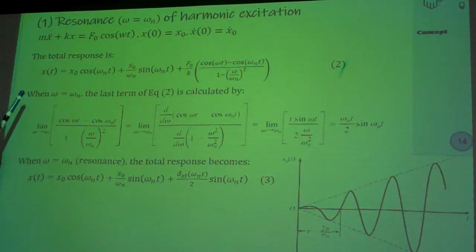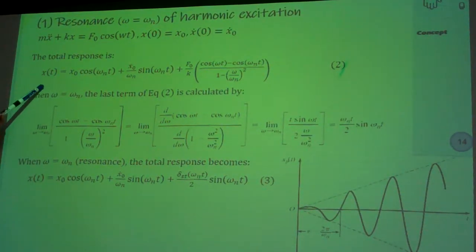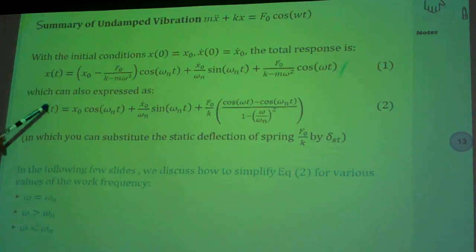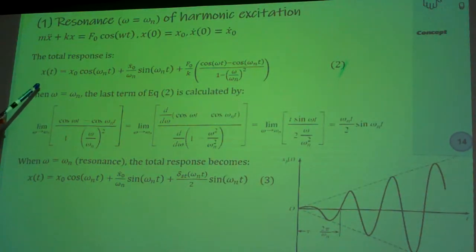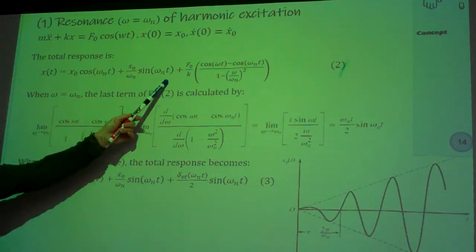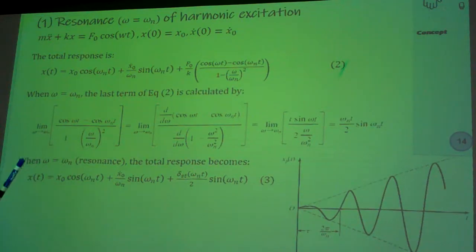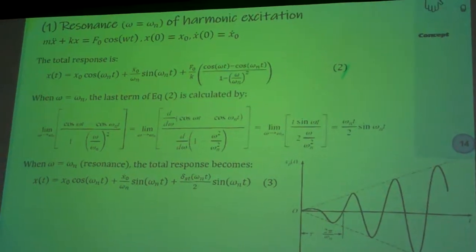So again, we start from the most complete description of the equation. Again, this equation is copied from here, okay? This one basically equals this one. So this one is our complete description, this equation including transient solution and steady state solutions. Okay, I want everyone to be very clear what we are doing. So this is the total response.